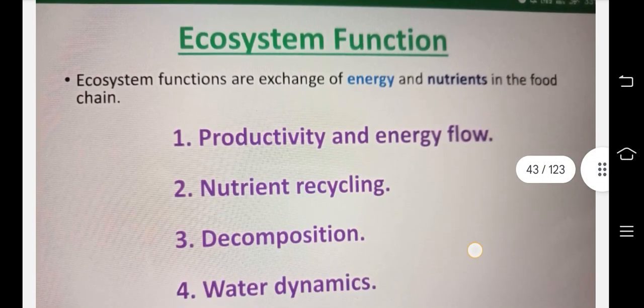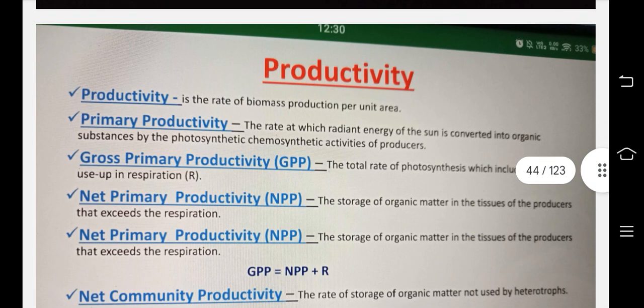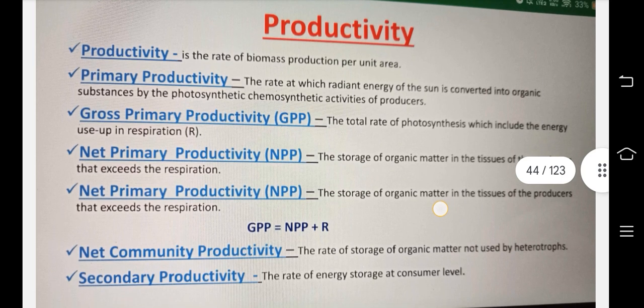Ecosystem function: productivity and energy flow, nutrient cycling, decomposition, water dynamics. Productivity is the rate of biomass production per unit area. Primary productivity is the rate at which radiant energy of the sun is converted into organic substances by the photosynthetic and chemosynthetic activities of producers. Gross primary productivity is the total rate of photosynthesis, which includes the energy used up in respiration. Net primary productivity is the storage of organic matter in the tissue of the producers that exceeds the respiration.